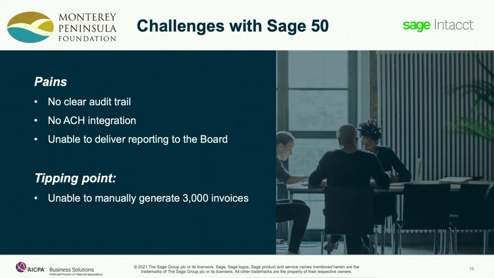So now when you consider your own situation, whether it's 1, 2, or a few of the signs we reviewed, you don't need to see all 4 signs. Even 1 or 2 could mean that it's time to consider a move to Sage Intacct, just like Monterey Peninsula Foundation did when they were unable to manage and generate 3,000 invoices.